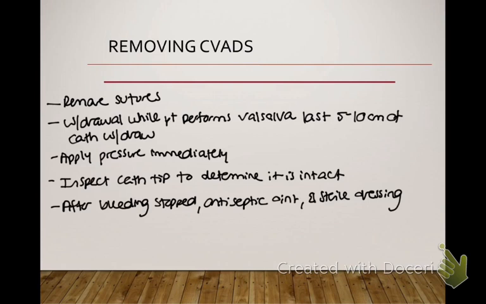The patient is going to bear down, so you withdraw it while they're bearing down. You apply pressure immediately to prevent any bleeding. You want to inspect the tip to make sure that it's all intact, and check the length against the insertion record. Then after bleeding is stopped, you can put a little ointment on and a sterile dressing.